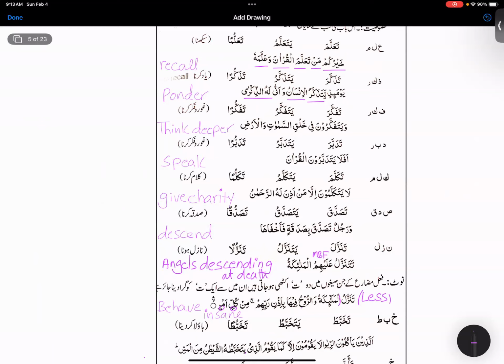So this yatadhakkaru is family 5 over here. Then we have tafakkara, yatafakkaru, and then tafakkuran. Yatafakkaruna fi khalqi samawati wal ard, right? So tafakkur is to think deeply. Tadabbara, yatadabbaru, and tadabburan. Afala yatadabbarunal Quran. Subhanallah.